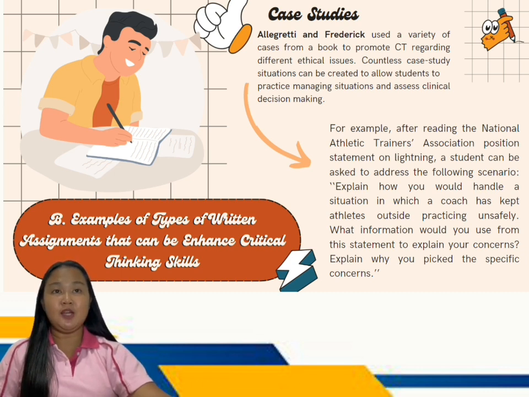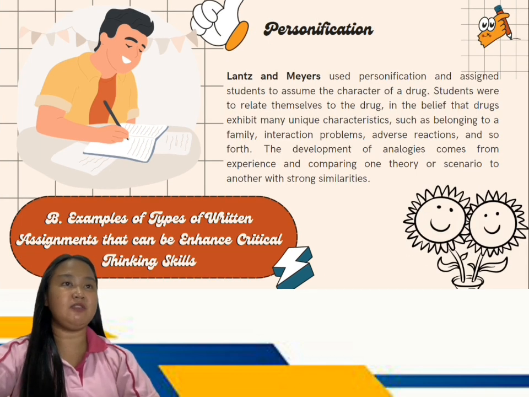For example, after reading the National Athletic Trainers' Association position statement on lightning, a student can be asked to address the following scenario. Explain how you would handle a situation in which a coach has kept athletes outside practicing unsafely. What information would you use from this statement to explain your concerns? Explain why you picked the specific concerns. Another example is personification.